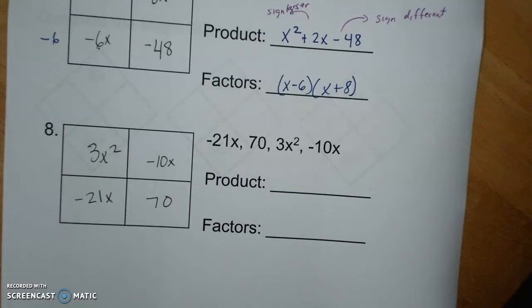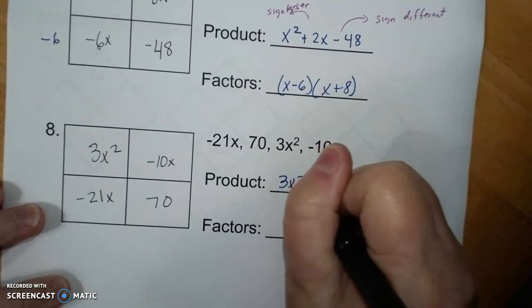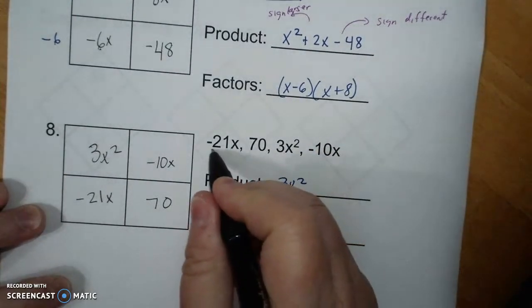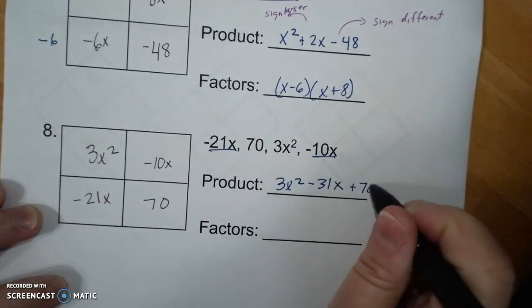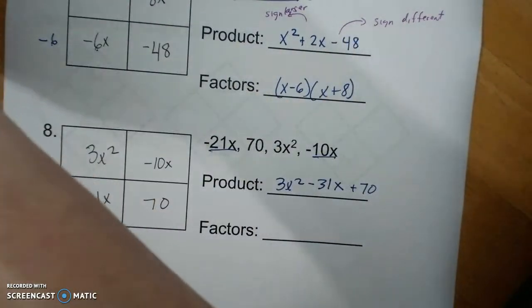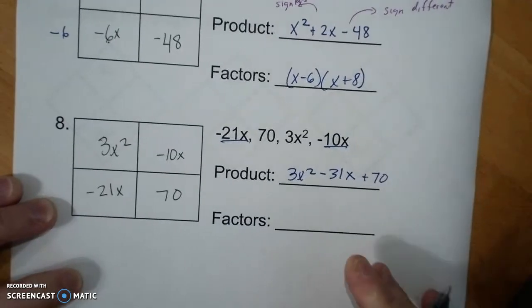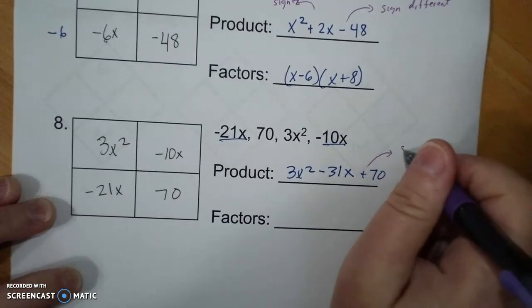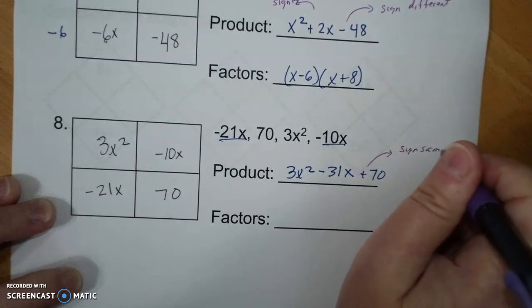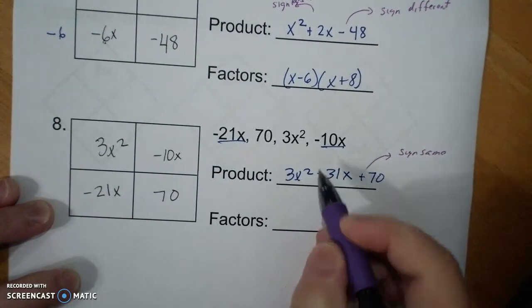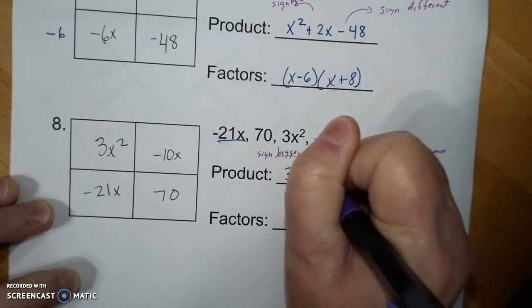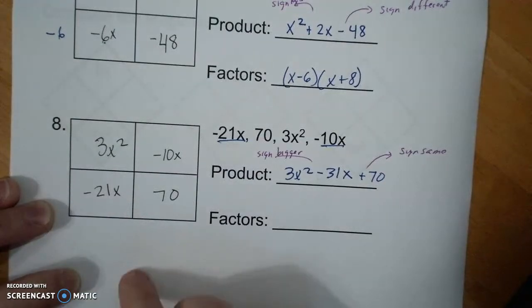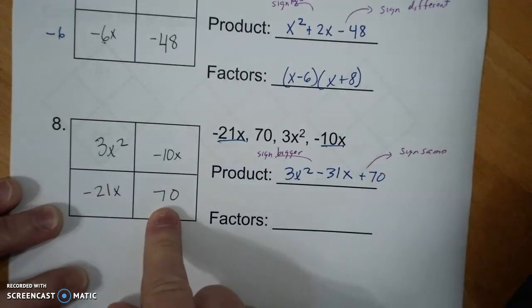Okay, so factors of product is 3x squared. Combining that and that is minus 31x. And that is plus 70. So on my antennas, we're going to just do antennas right now. Ooh, sorry, knocked my camera. This says signs are the same. And this is, since that's the sign of the bigger, they're both negative. So they're both negative. So I know to get that, it's going to be a negative times a negative.